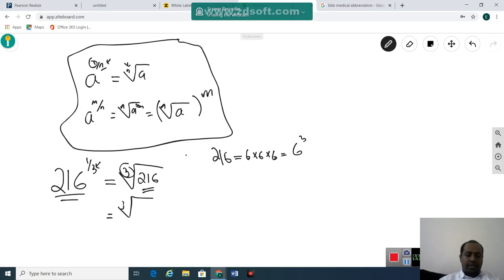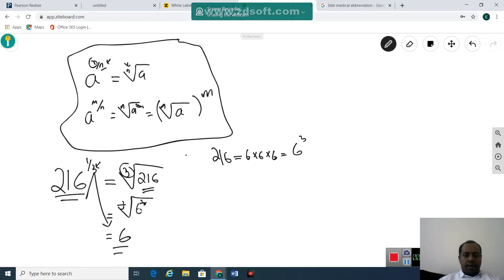Therefore, the cube root of 216 is the same as the cube root of 6 to the power of 3. And from our section 1 lesson, if the index and the exponent within the radicand are the same, then we can cancel out, which is equivalent to 6. So 216 to the power of 1 over 3 is equal to 6.